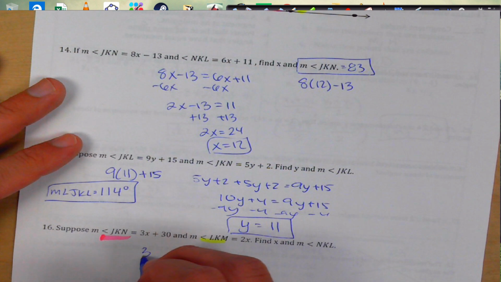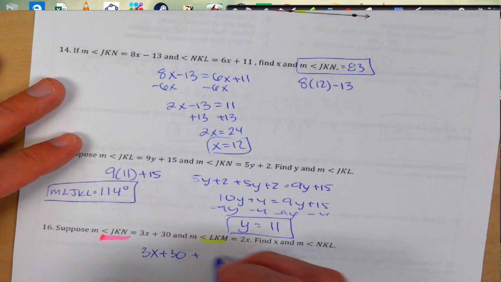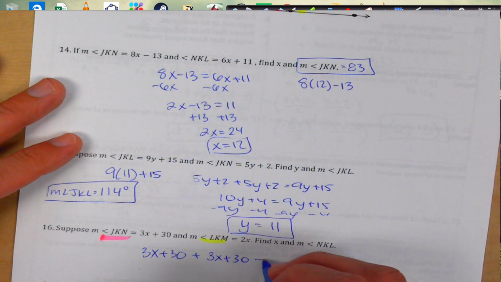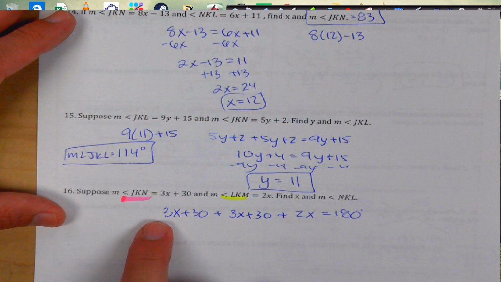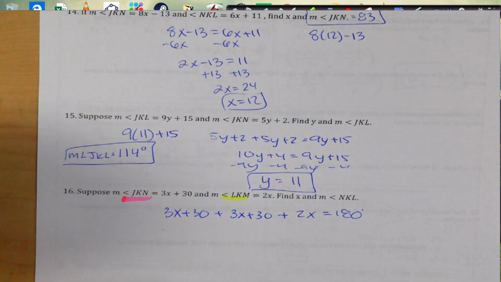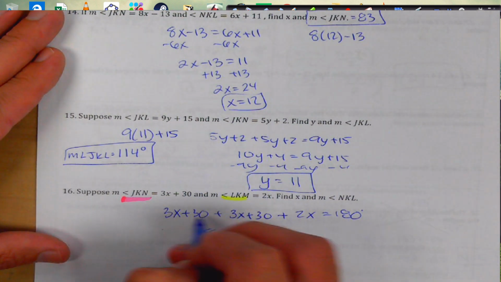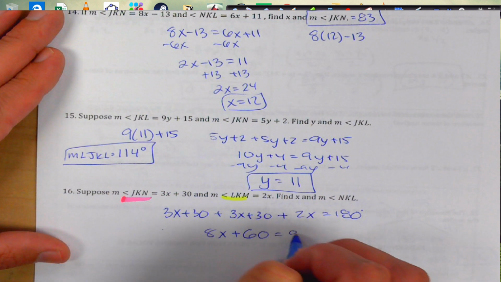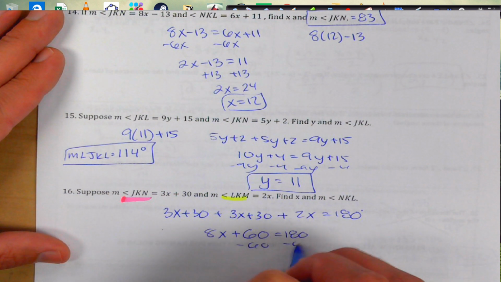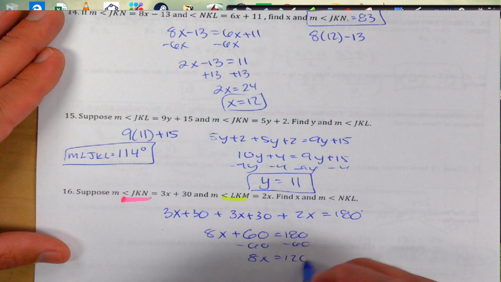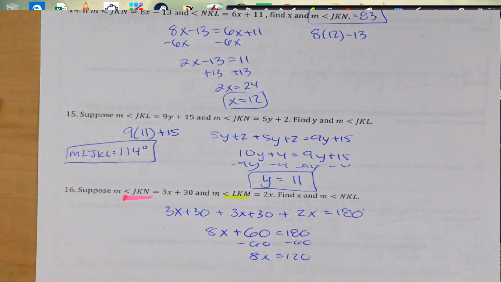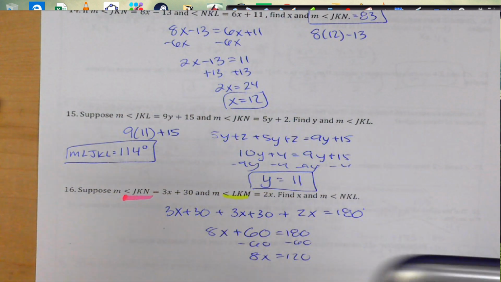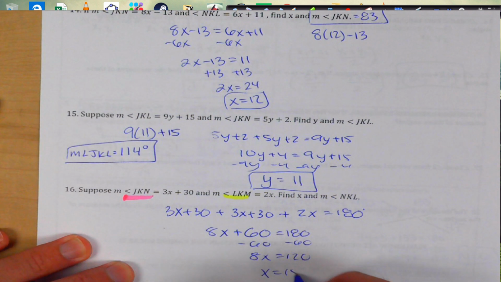So we're going to get 3x plus 30. We have to do it twice because there's two of those angles. And then plus the 2x should equal 180 degrees because they do form that straight angle. 3 plus 2, that's going to give us 6, 7, 8x. And then 30 plus 30 is 60. Subtract 60 from both sides, we get 8x is going to be 120. And then we're going to go ahead and divide by 8. I'm going to use my calculator so I don't make a mistake. And we're going to get x equals 15.